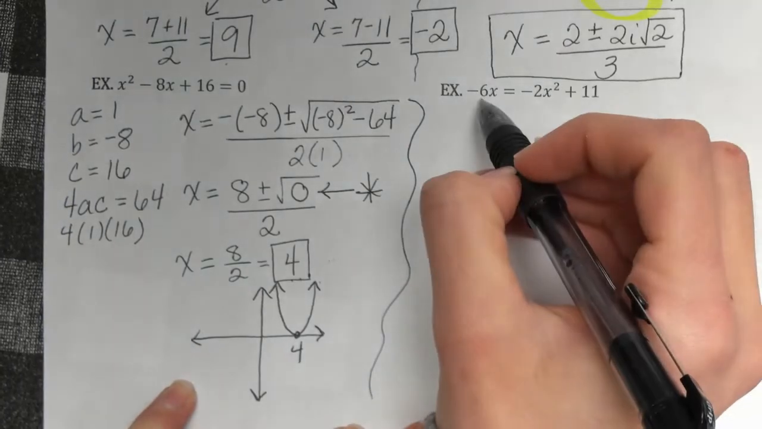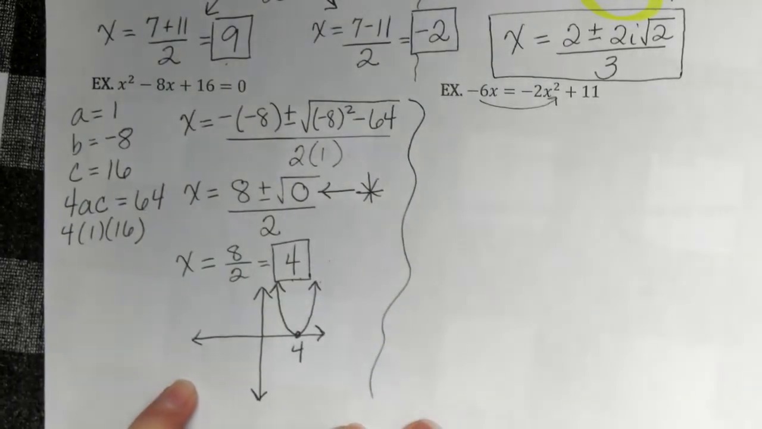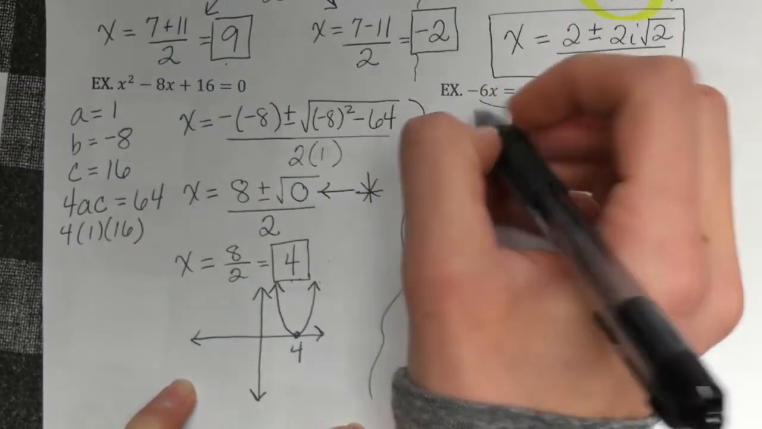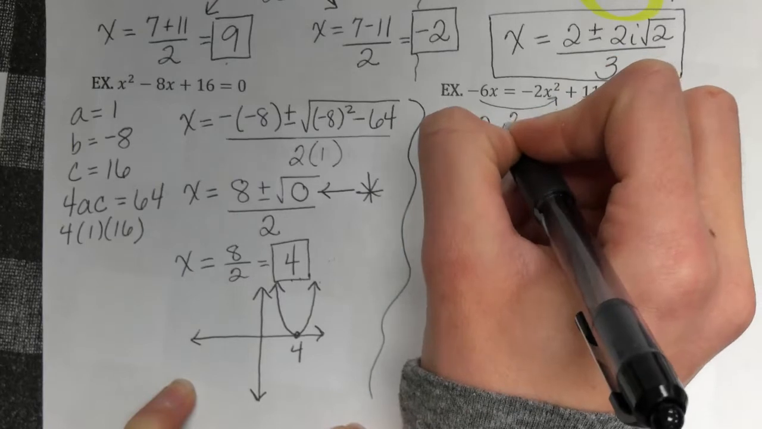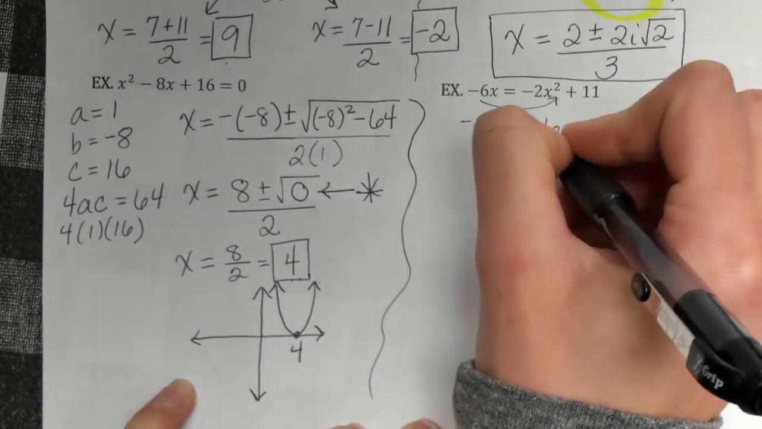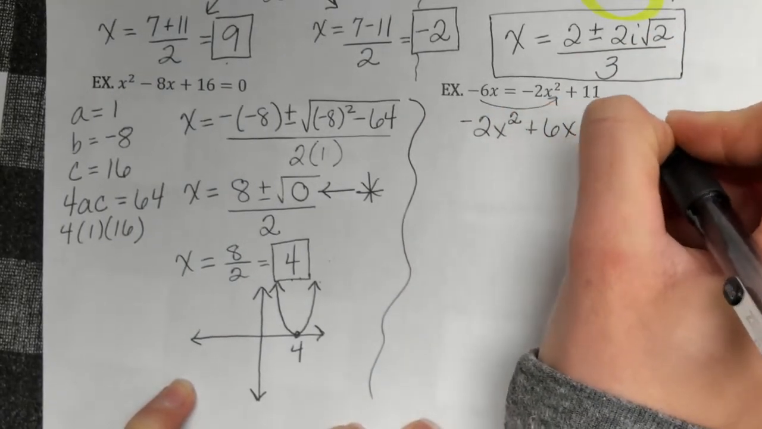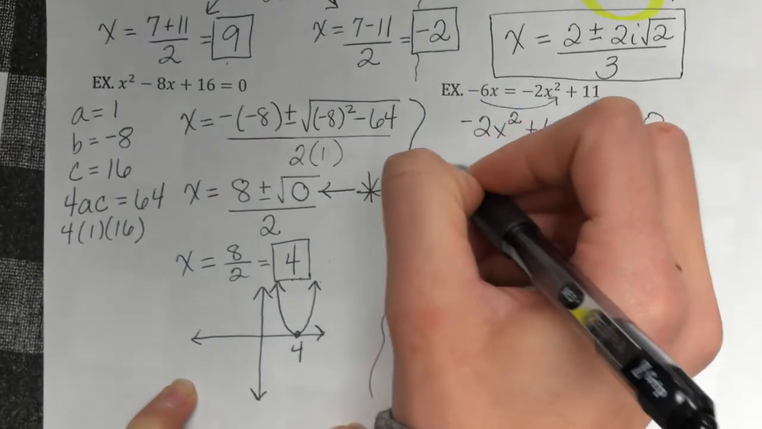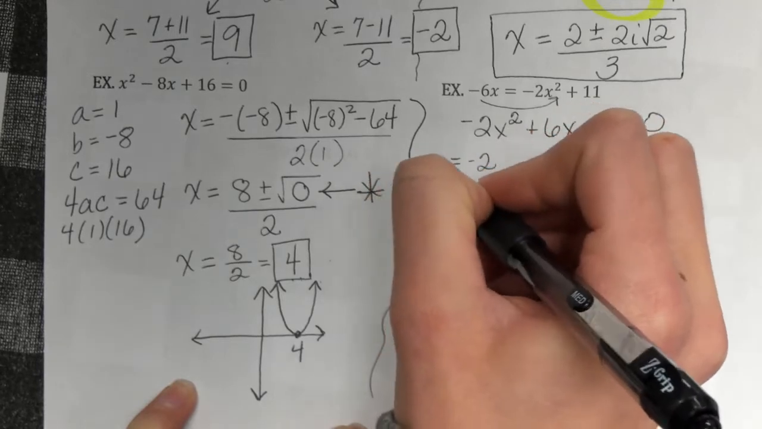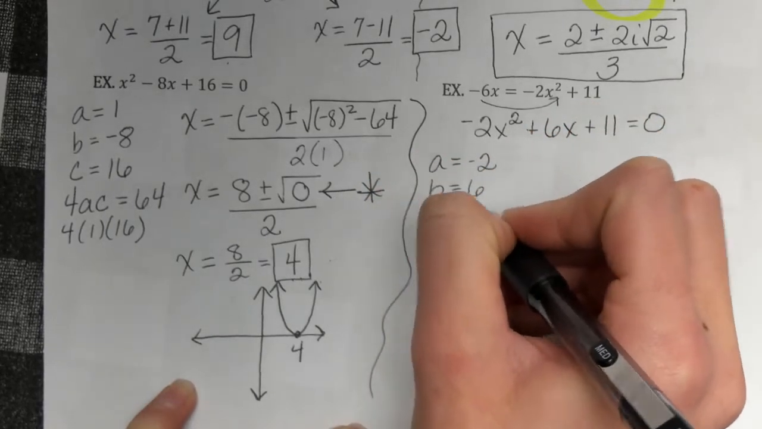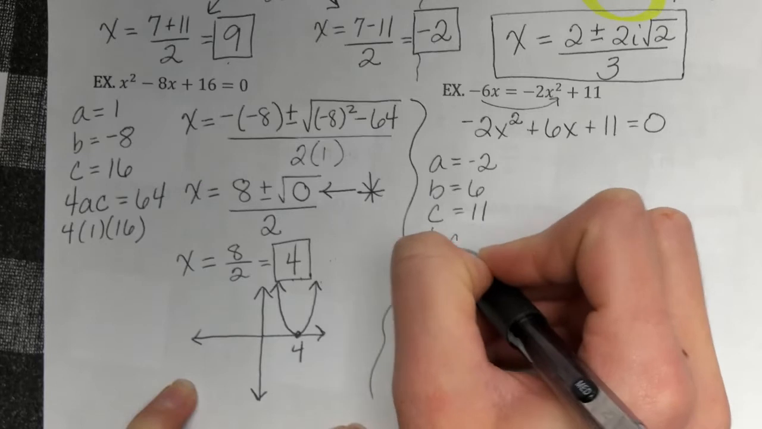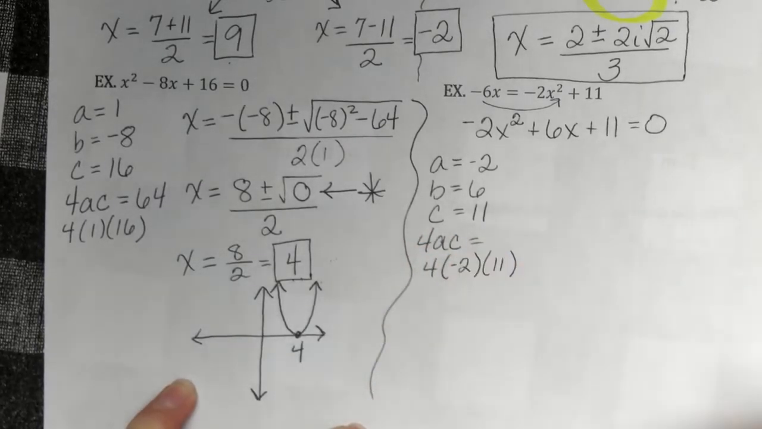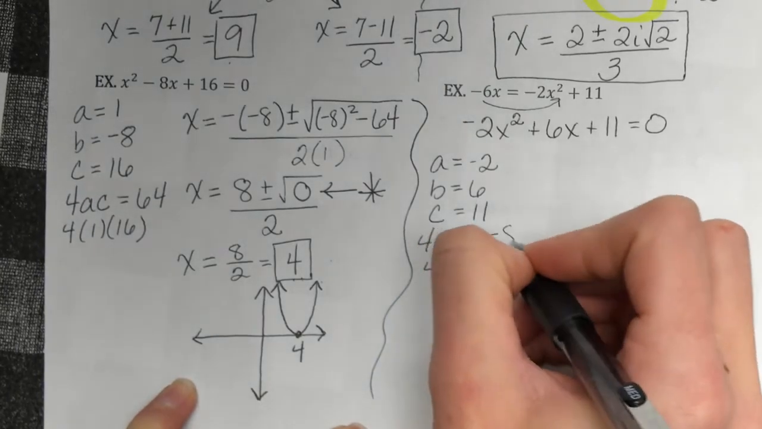I'm going to say I'm going to move this 6x over because I'm just going to move 1 instead of 2 terms. Okay? So if I do that, I'm going to have a negative 2x squared. I would have had to add that 6x plus 11 equals 0. So then my a is equal to negative 2, my b is equal to 6, c is equal to 11, and my 4ac, I've got 4 times negative 2 times 11, negative 88.